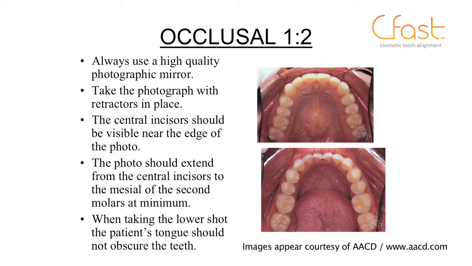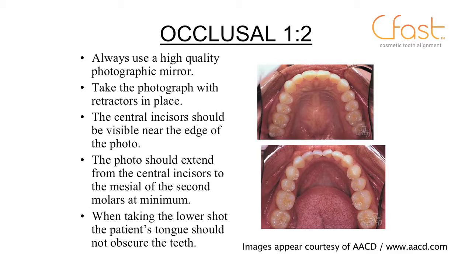So always use a high quality photographic mirror. The photograph should be taken with retractors in place. Very important. If we're not having retractors in place, the lip will not be away from the facial surfaces or the buccal surfaces of the anterior teeth, and we won't be able to see certainly bracket alignment, whether the wire is engaged. For restorative dentistry, we want to be seeing the facial profile of the teeth. So retractors in place. The central incisor should be just visible at the top of the picture, and we should be able to go all the way back to the minimum of the mesial of the second molar, and this is generally achievable, and we'll look at how we do that.